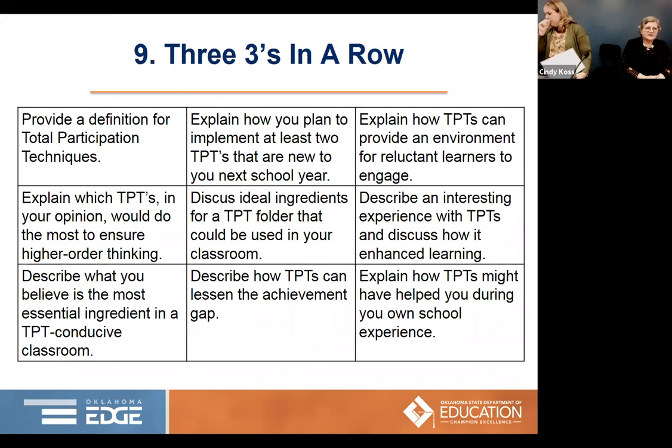But let me give you this. So here's an example. If I were to ask each of you to look at these 9 requests for an answer, and so I am the one holding the card. So I'm going to hold the card and I'm going to say, Robbyn, can you please share with me, can you explain how you plan to implement at least 2 of these that are new to you your next school year? How might you do that? I have the card, and then I would need a pen to write down and summarize what Robbyn has to say.